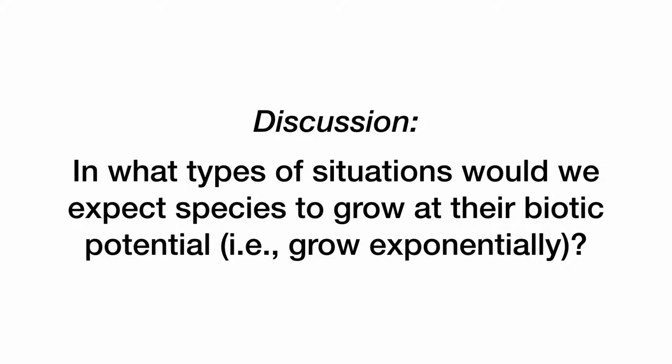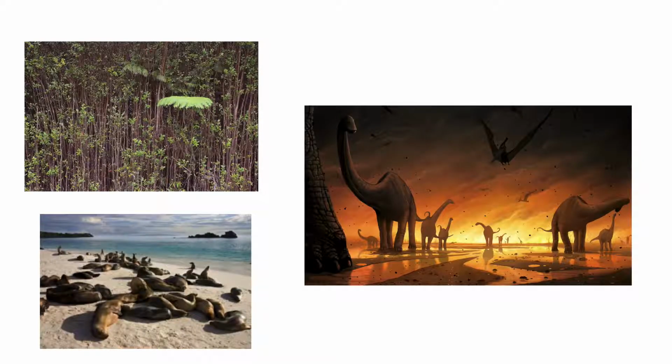So I want you to discuss now that we've considered this kind of extreme example: in what types of situations would we expect species to grow at their biotic potential? In what situations should they grow exponentially? Pause it now and take a minute to think about that and discuss. I'm going to move on, so pause if you haven't discussed already.